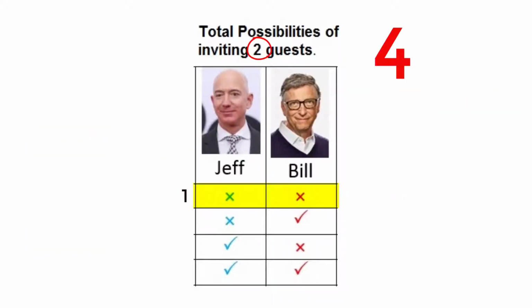Suppose I just invite Bill and Jeff. In this case, there are 4 possibilities. One, none of them come to the party. 2, only Bill comes. 3, only Jeff comes. 4, both Bill and Jeff are coming.